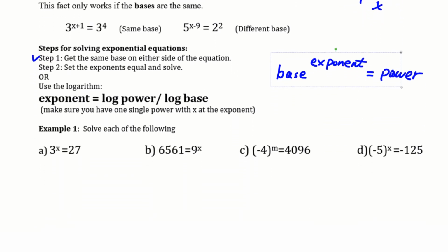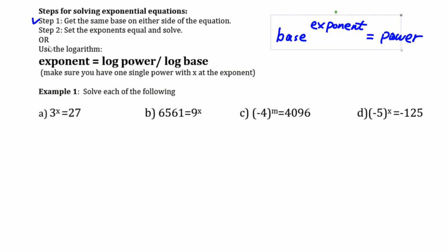So now we are going to see how we use either the same base, then let the exponents equal to solve, or use a logarithm. So 3 to the exponent x equals 27. This side we have the base 3. Then we want to change the 27 to base 3. So we are going to use a factoring tree to find the factors of 27.